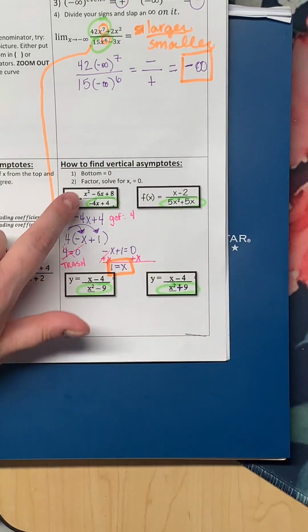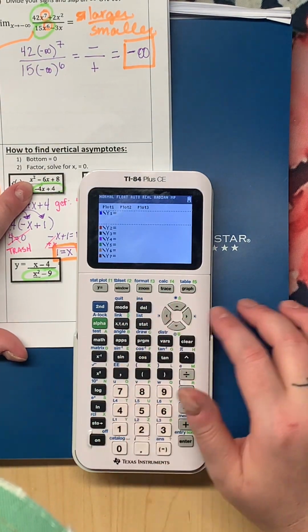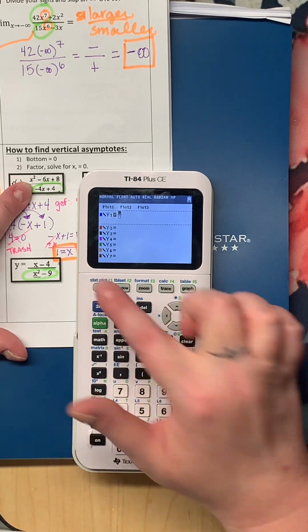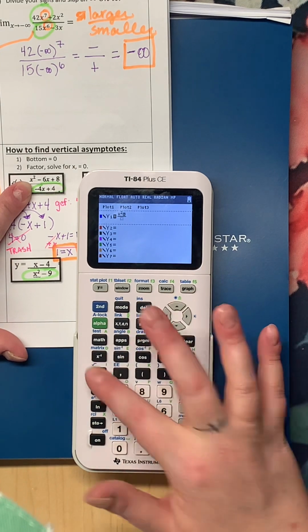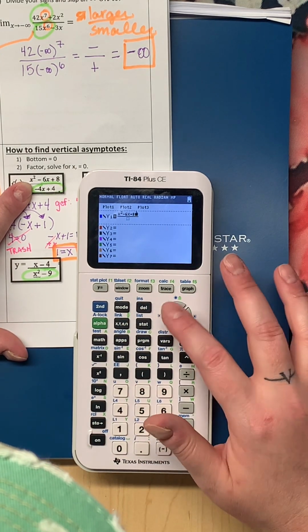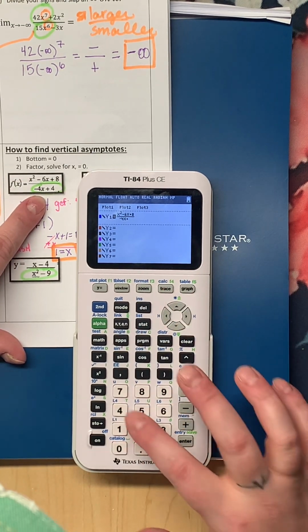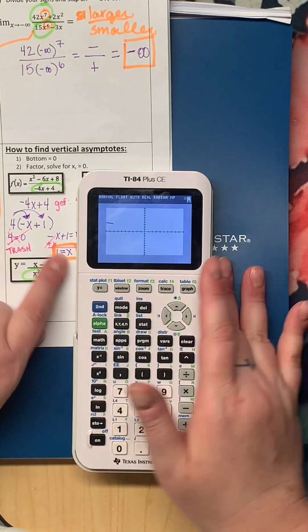So if I were to graph this in my calculator, either using the alpha y equals or parentheses around the top and the bottom, either way, I should get a vertical asymptote when I go to look at my picture at x equals 1. So let's go to my picture.